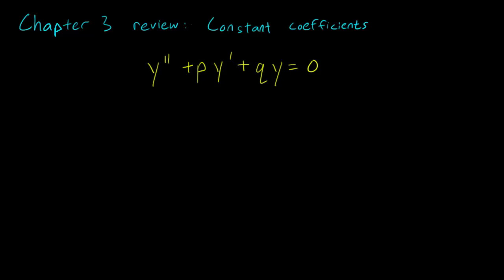Hello class, this is our chapter 3 review and we are going to summarize what we've learned about second order homogeneous differential equations with constant coefficients. What this means is that instead of a p(x) and a q(x), we just have a p and q. These are constants. Now this is, I would consider, the most important part of chapter 3. If you can only master one part of this chapter, make sure you understand this part fully because everything else sort of flows into it.